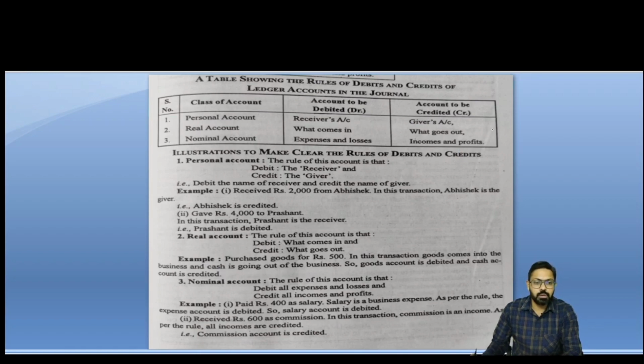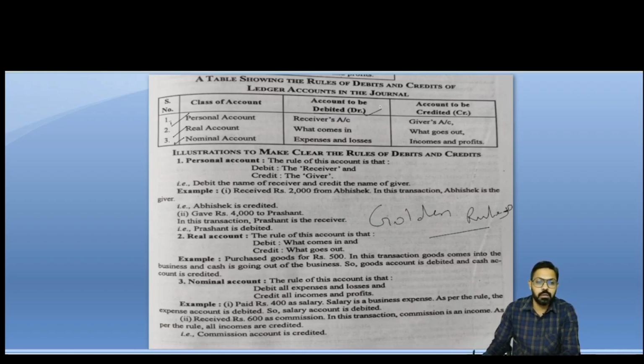Okay, now we come to the golden rules. Golden rules are very important for you if you are going to study accounts, or if you are going to study the general journal. You have to understand these golden rules. So we have three types of account. First is personal, second is real, third is nominal.